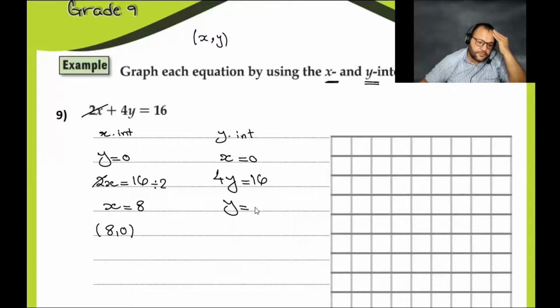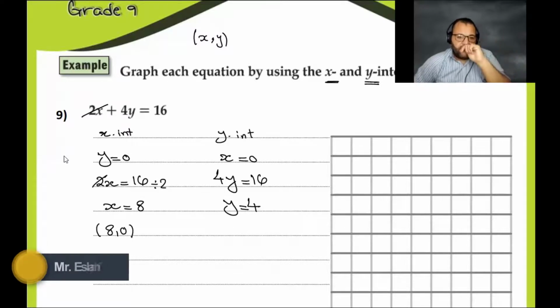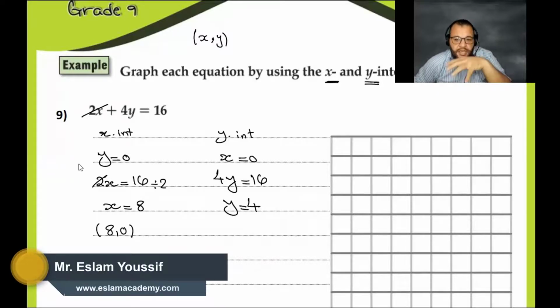So y will equal 4. Why does y equal 4? Because I will find the same question again. Mister, I didn't understand why y equals 4. So give me the answer, please. Okay, when you suddenly open the video, you will find the answer.